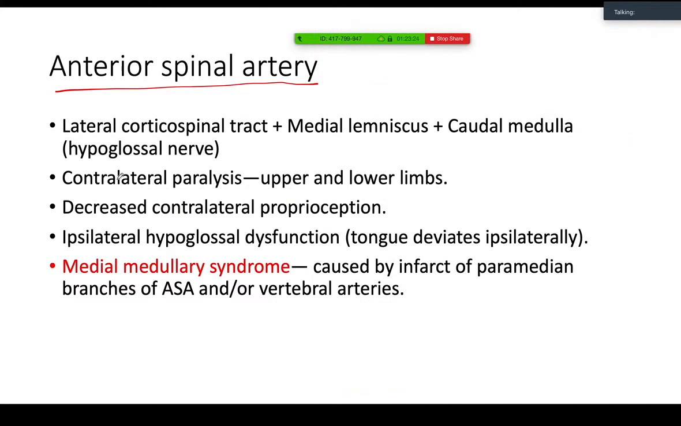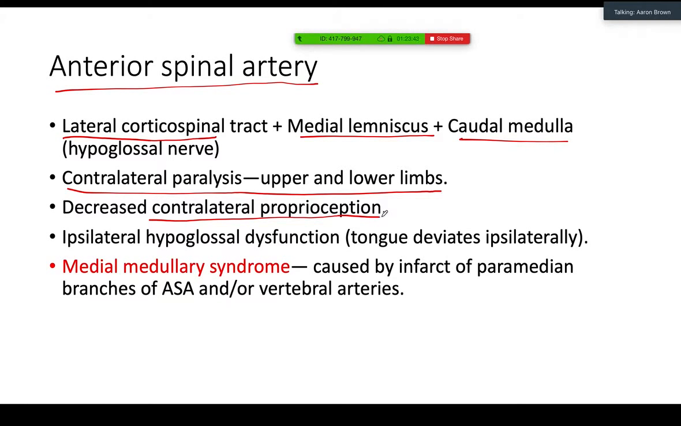Okay? So, if we have an infarct there, we're looking for a loss of our lateral corticospinal tract, our medial lemniscus, and our caudal medulla. Okay? So what is that going to look like? A contralateral paralysis of upper and lower, decreased contralateral proprioception because of loss of our medial lemniscus, and ipsilateral hypoglossal dysfunction. That means the tongue is going to deviate ipsilaterally.